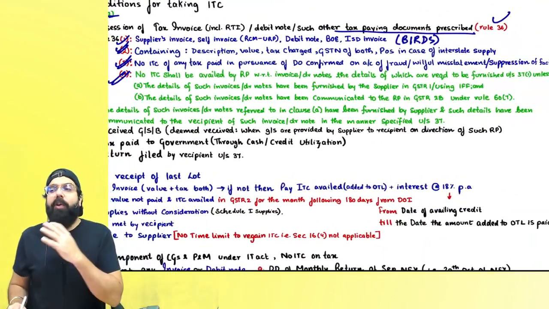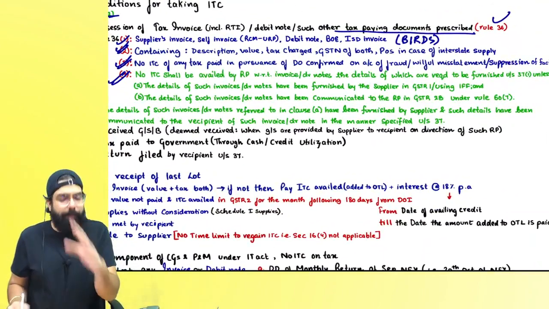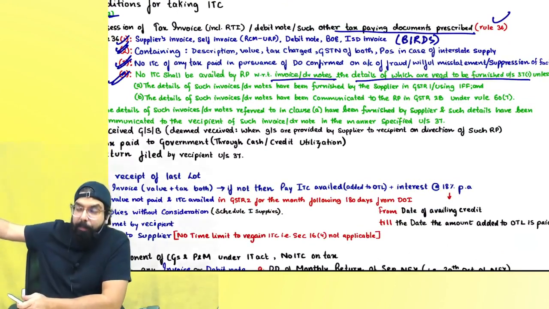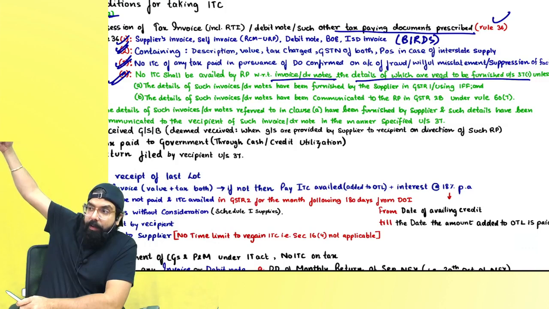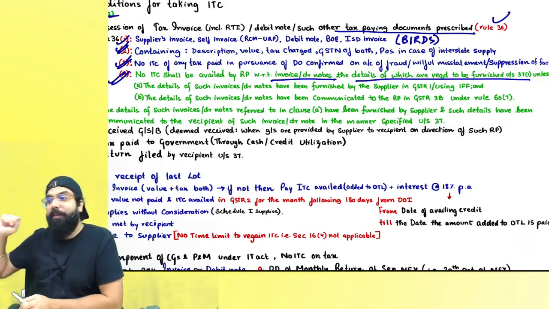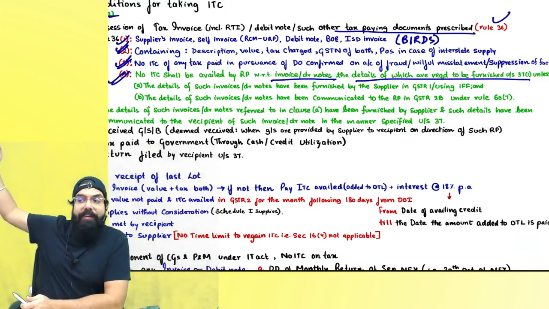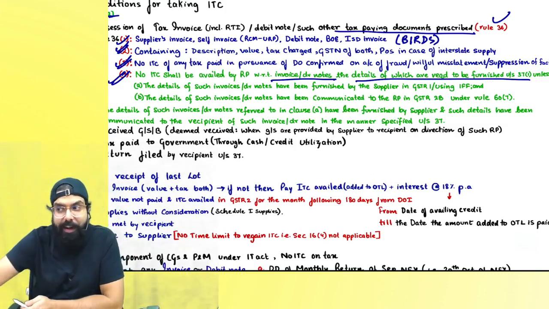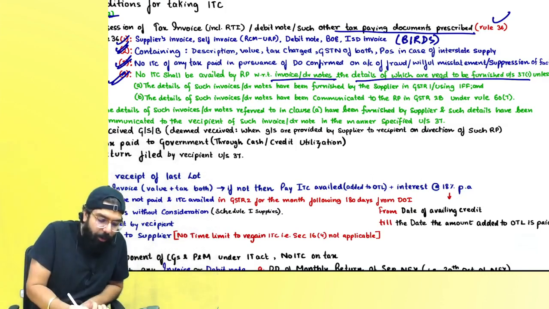It says no ITC shall be available to you with respect to an invoice or debit note, the details of which are required to be furnished by the supplier in GSTR 1 and it has not been furnished. Means he has to go ahead and furnish details in GSTR 1. It should be appearing in your GSTR 2B. Only then you will take the credit. That is now told by Rule number 36.